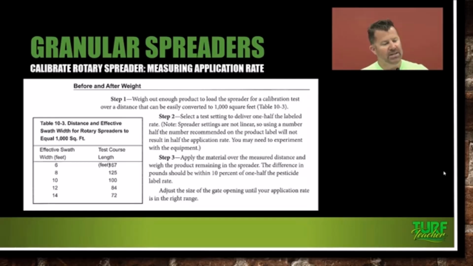Now, look at table 10.3. There is a test question in this class based on the swath width. Your distance and effective swath width for rotary spreaders to equal 1,000 square feet. And I believe it is if your effective swath width is 12 feet, your test course length needs to be 84 feet. That is a test question. I know that. So study this, know this chart, know where it's at in the book, guys, when you're taking this test.